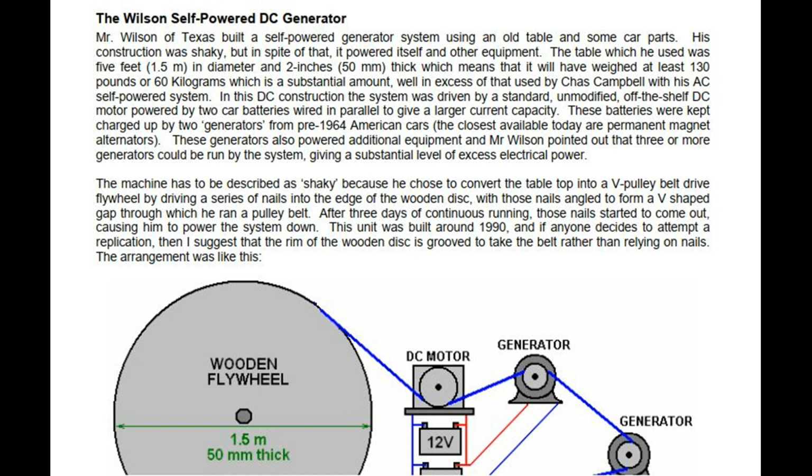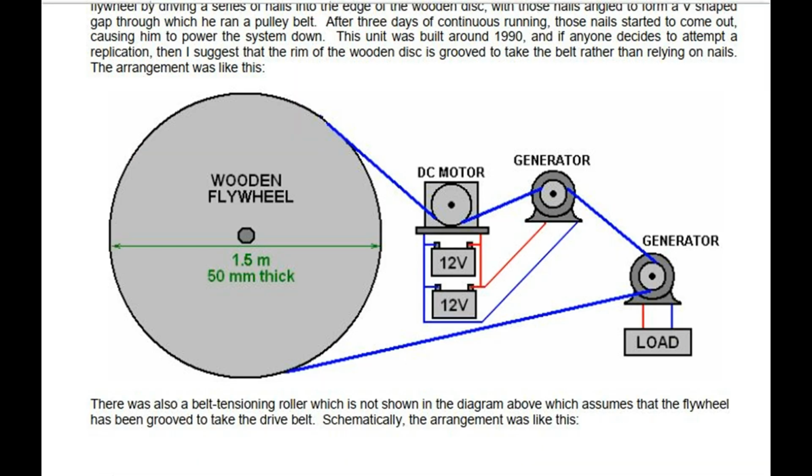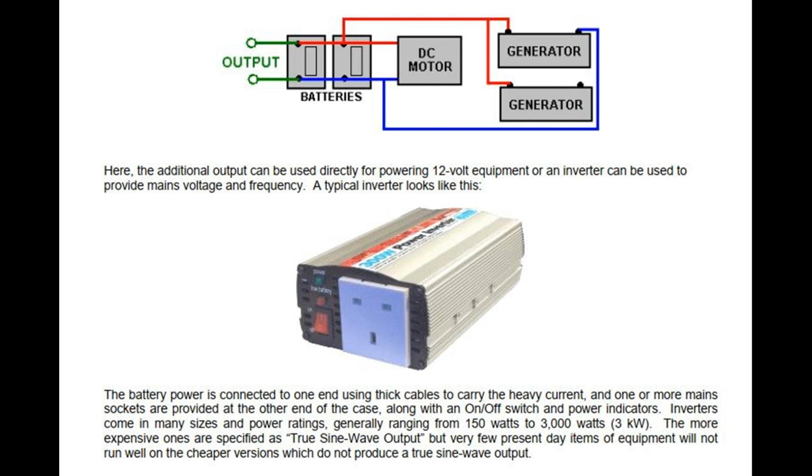The arrangement was like this. There was also a belt tensioning roller which is not shown in the diagram above, which assumes that the flywheel has been grooved to take the drive belt. Schematically, the arrangement was like this.